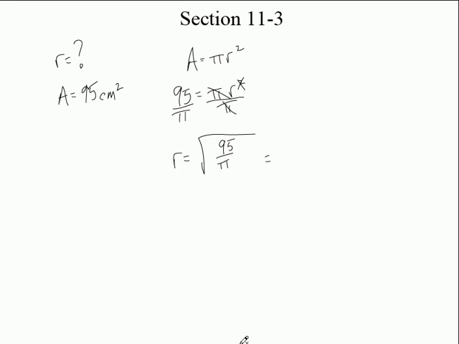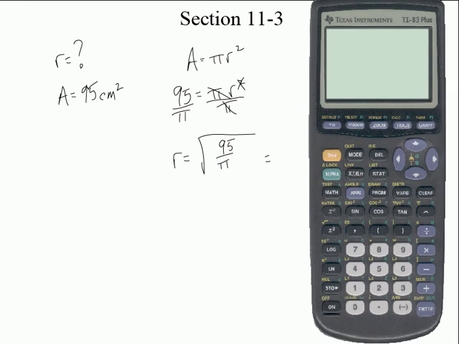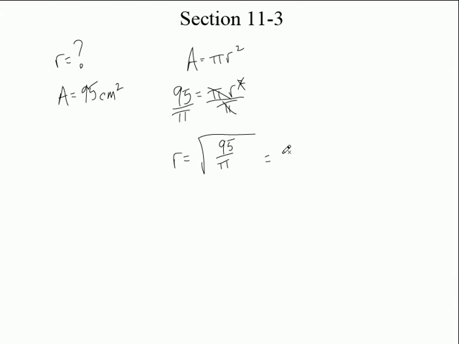And now it's just a matter of putting that into a calculator. It's the square root of 95 over pi. Let's do it up here. And there it is. I actually did it in the other class. It's still in the calculator. Watch. You write square root first. It automatically gives you a parenthesis when you hit the square root. Then you hit 95 divided by pi, close the parentheses, and then you hit enter, and there you go. It's about 5.5. So approximately 5.5. Now this area was in centimeters squared, so what's the radius going to be? Just centimeters, right? Not squared, because it's just a length.